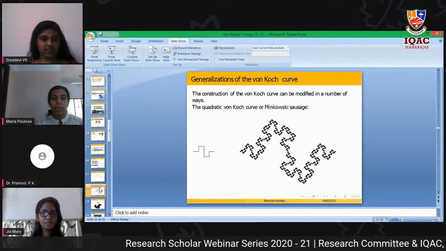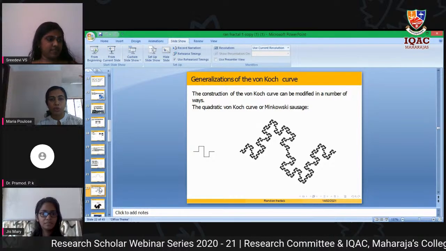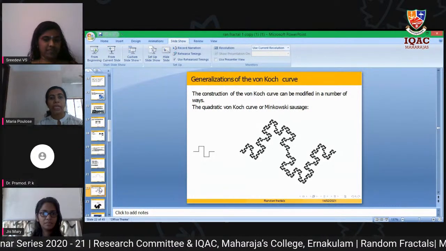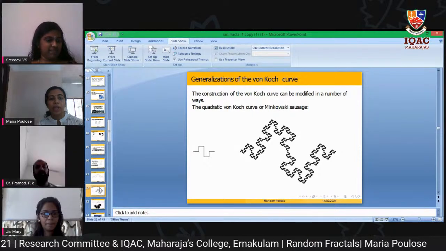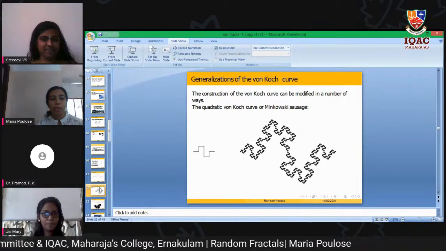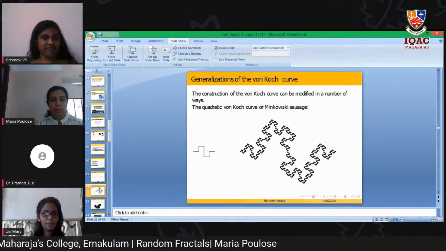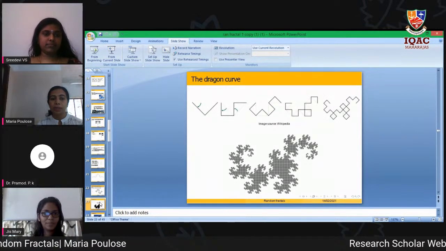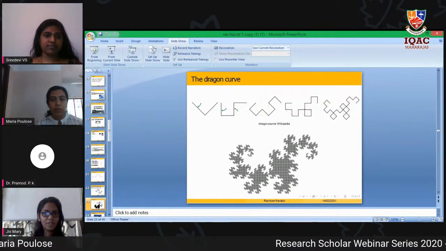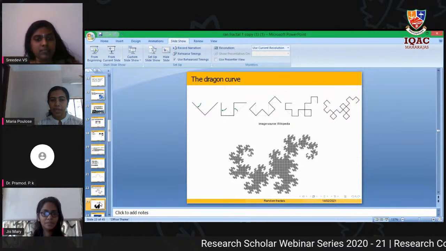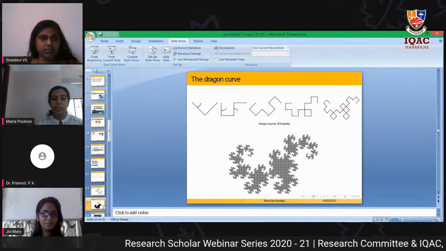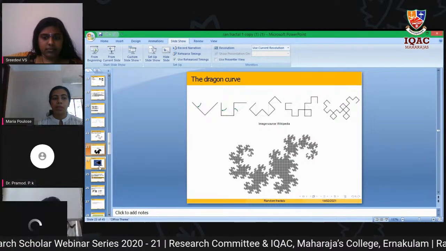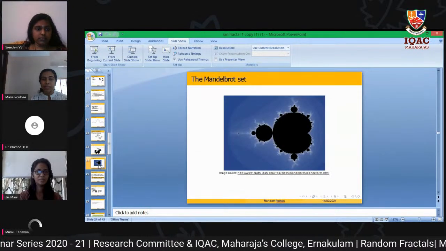The next example, generalization of the von Koch curve. The von Koch curve can be modified in a number of ways. The quadratic von Koch curve or Minkowski sausage. The next example is the dragon curve. When you repeat the procedure like this, you get an image like this. And this is the Mandelbrot set.